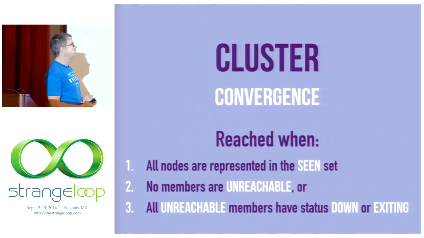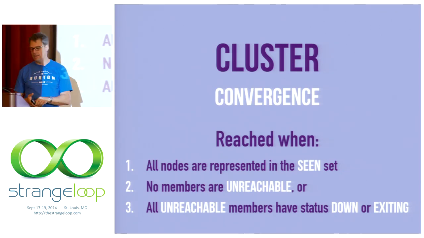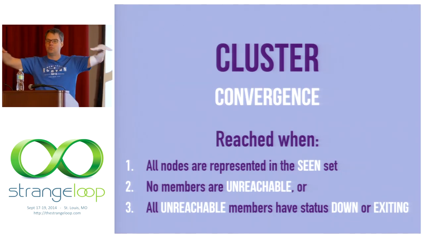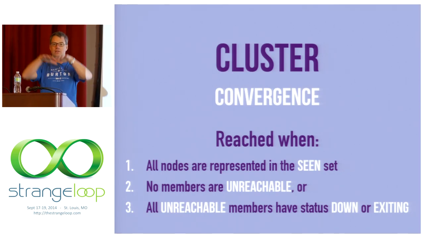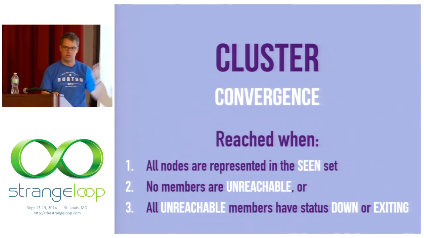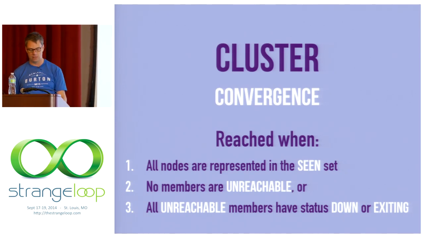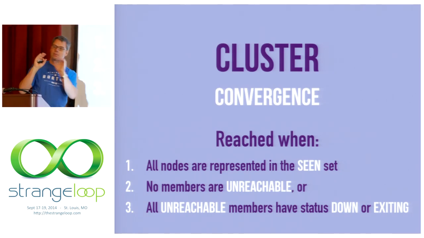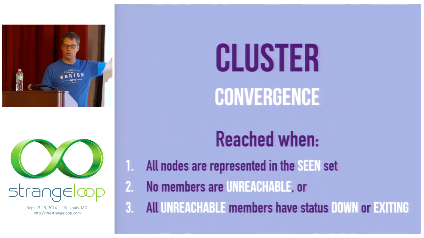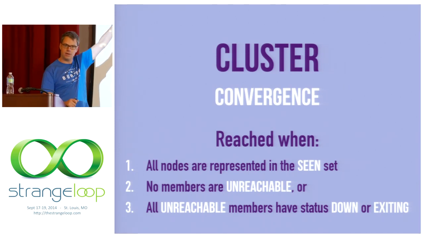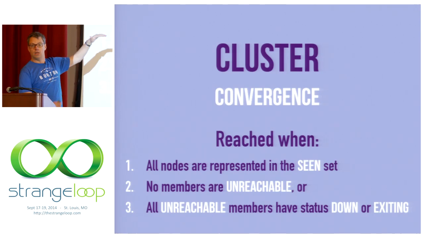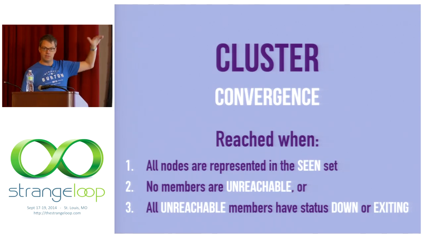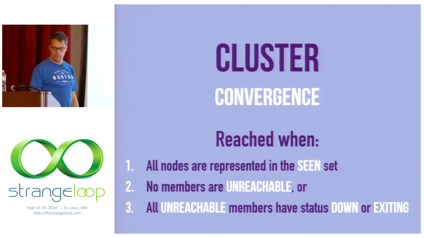So I say cluster convergence is extremely important, and that's essentially where we can determine that things are consistent. Everyone is in agreement on the nodes in the node ring, who's up, who's down, and so on. So we know that we have full convergence when all nodes in the member ring are in the seen set, and there are no nodes in the unreachable set. The failure detector has marked none of the nodes down.